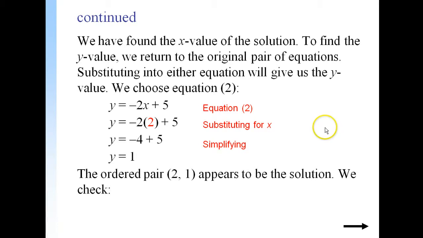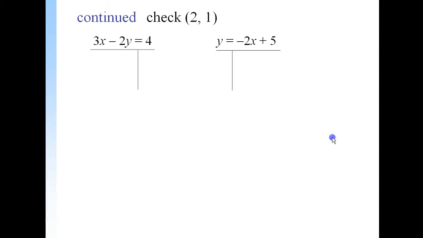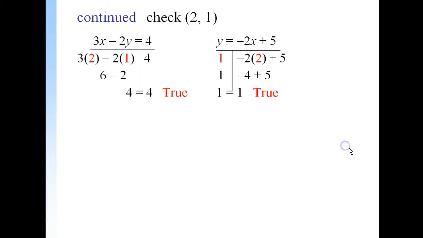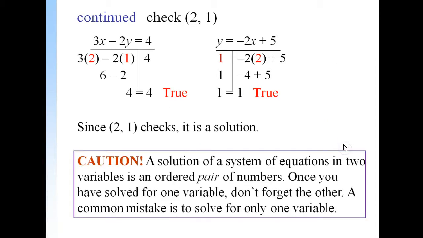And what technique did we use to find it? Substitution. And if you check it, it does check. And caution, this is really important, that sometimes students will find what x is, and then that'll be their answer. No, you have to find the ordered pair. So you have to put that 2 in the other equation and solve for y. Your answer is an ordered pair.